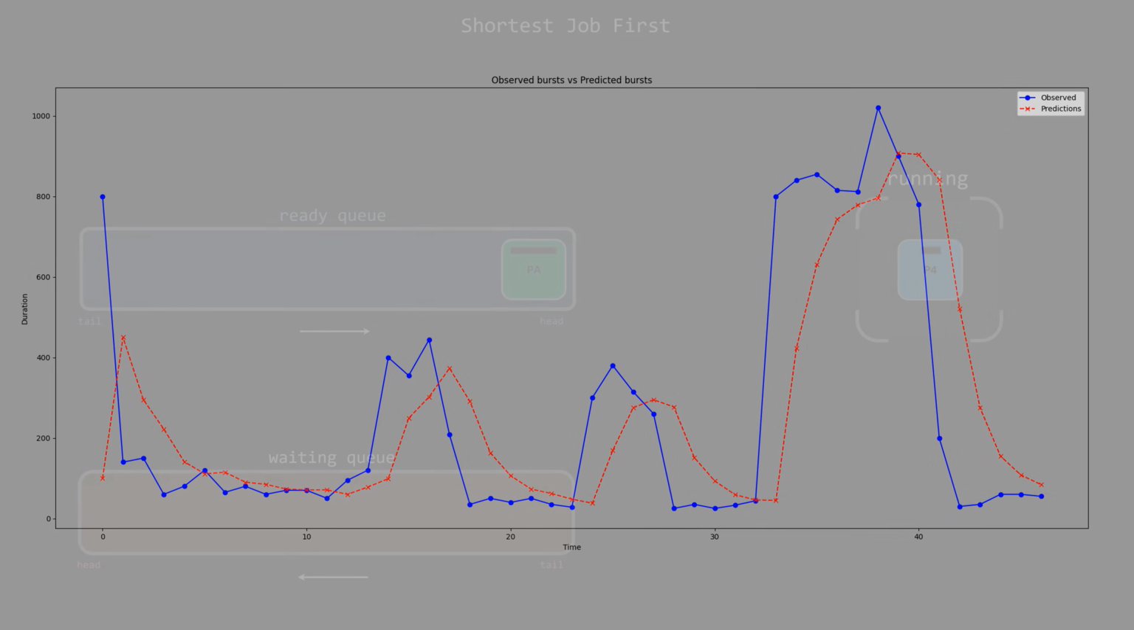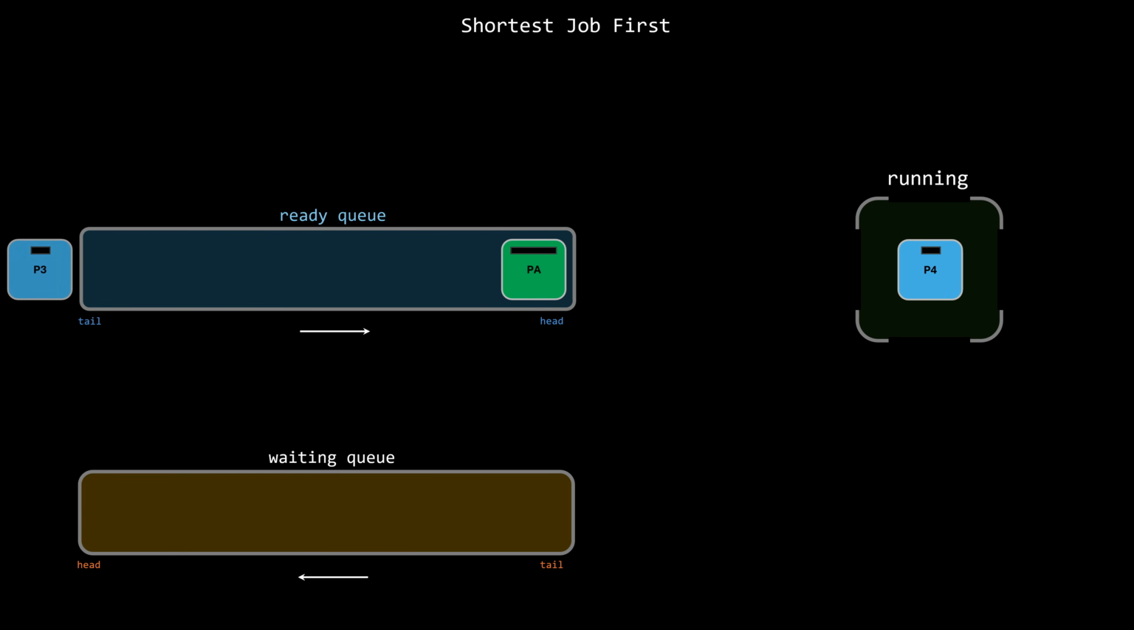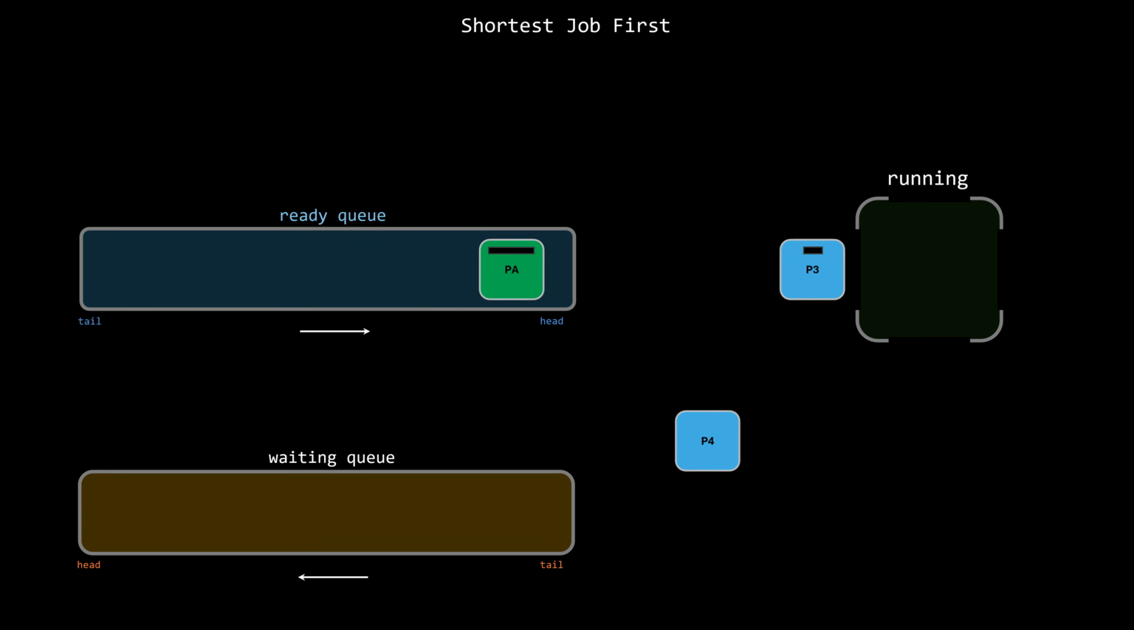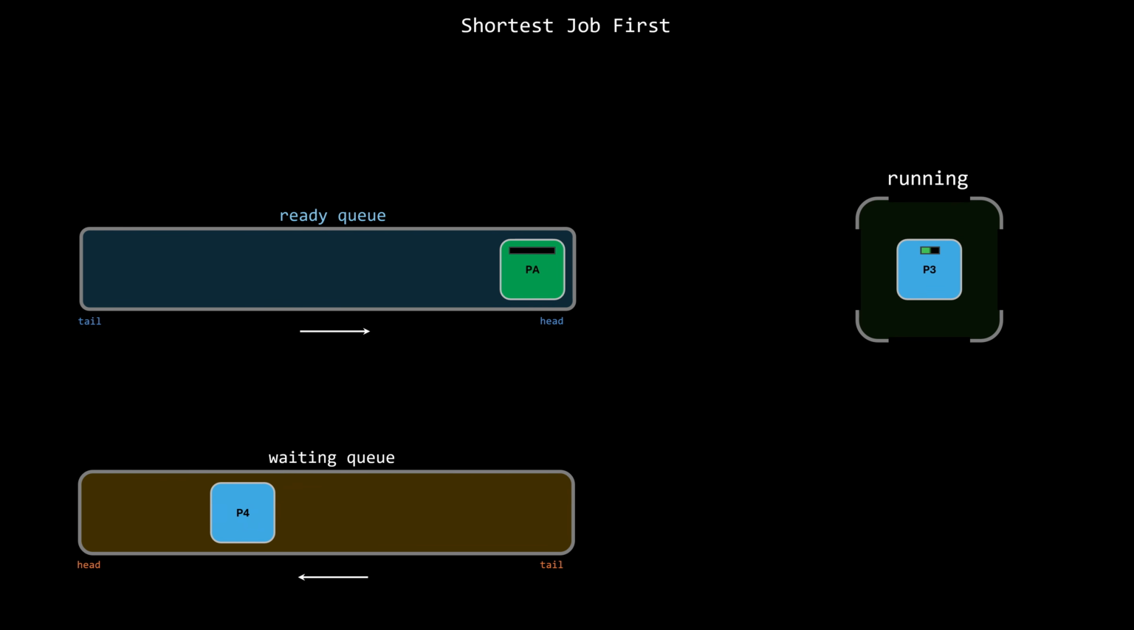But there's an important decision the dispatcher must make that we haven't discussed yet. Imagine process A enters the ready queue with a specific next CPU burst and is eventually allowed to run.